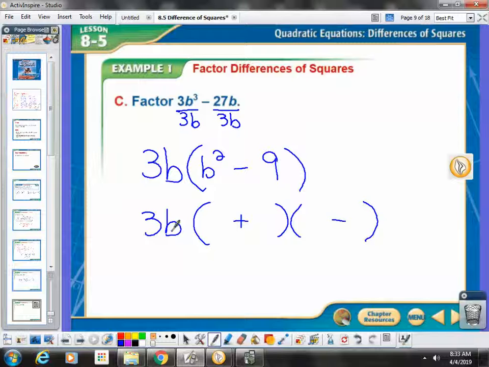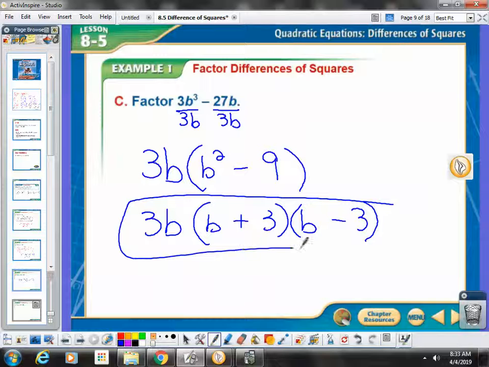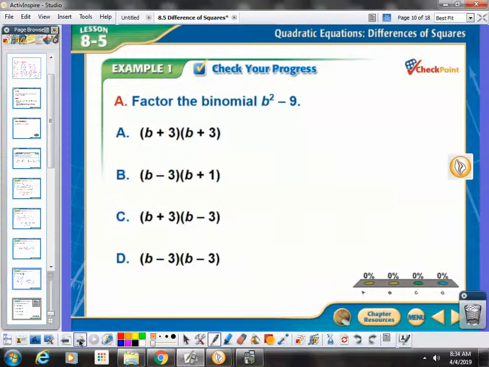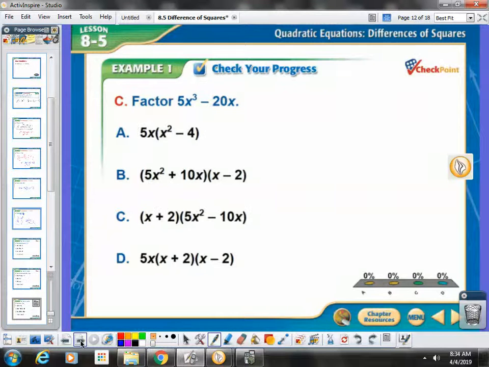What's the square root of b squared? b, so I'll leave with b in each parenthesis. What's the square root of 9? 3. So plus 3 and minus 3. This is my factored answer. Let's try another one similar to this. Do you guys have any questions on this one before I move on? We'll do this one next.